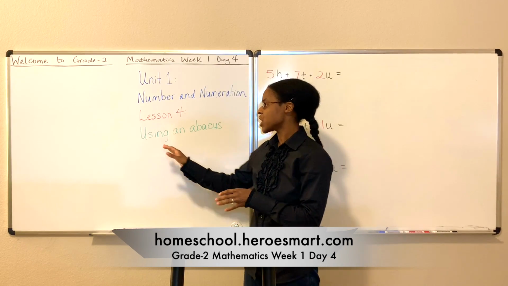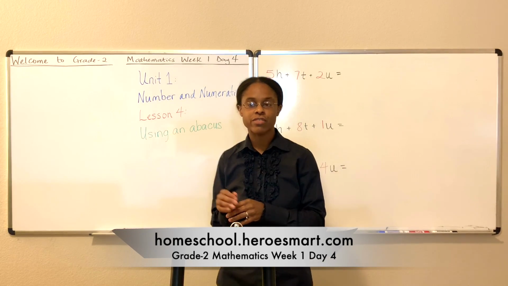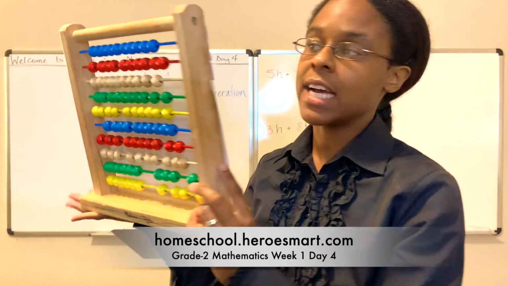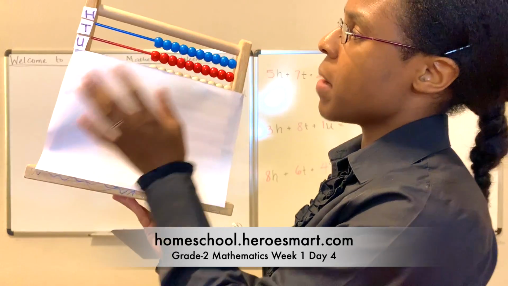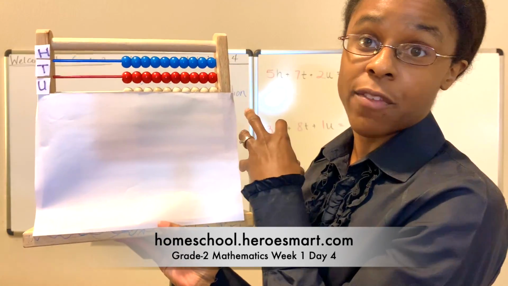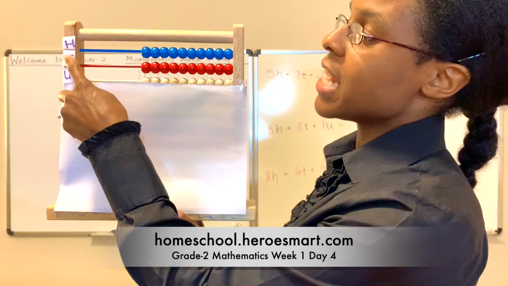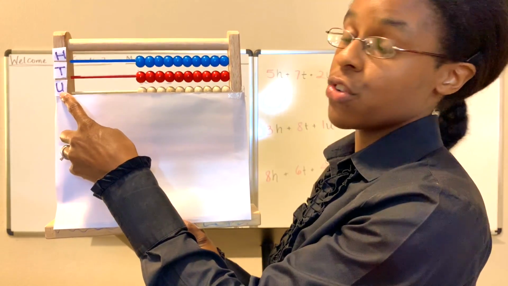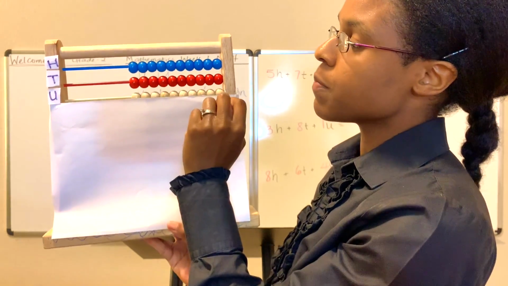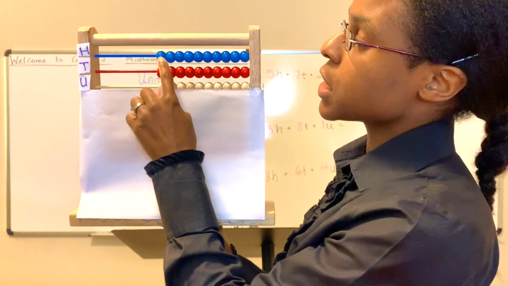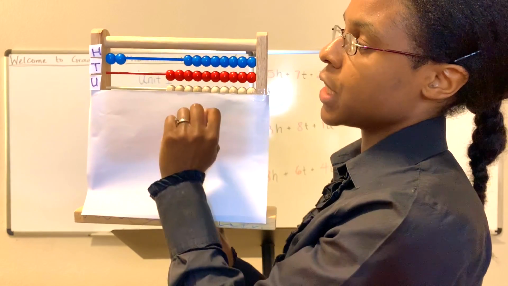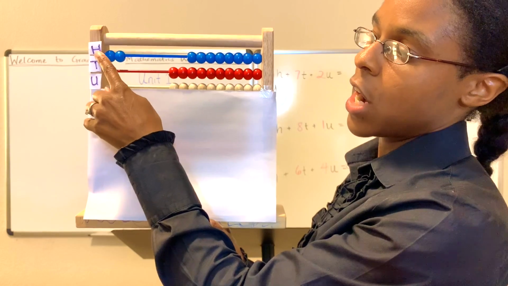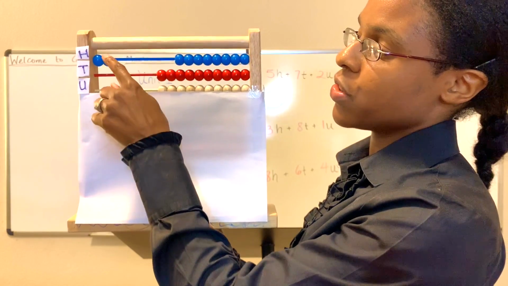In today's lesson, we're going to talk about how to use an abacus. So let me demonstrate for you. I put together the original abacus that we found online, modifying it a little bit to match the one you have in your workbook, okay? So here you have HTU. H represents hundreds, T for tens, and U for units. The way this works is if you put two beads over here, that would be equivalent to 200. No tens, no units, it'd be just 200.